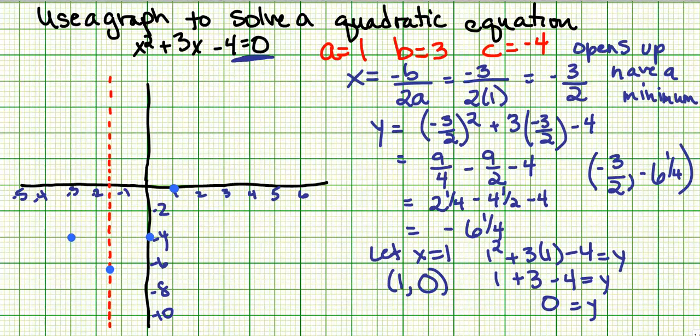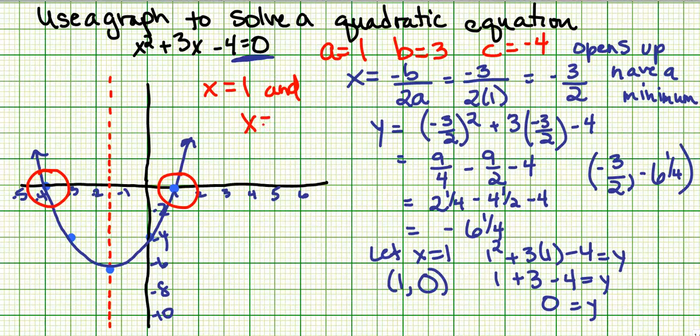Now let's use symmetry to get the other one. This positive 1 is 2.5 units away on the right. So if I go 2.5 units away on the left, I can find my other solution, my other x-intercept. So your solutions are your x-intercepts. Even though we filled in that parabola, the most important points lie one here and one here. The solutions to this are at x equals 1 and x equals -4.